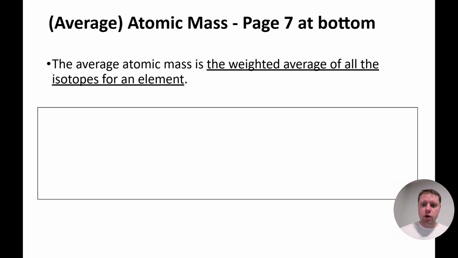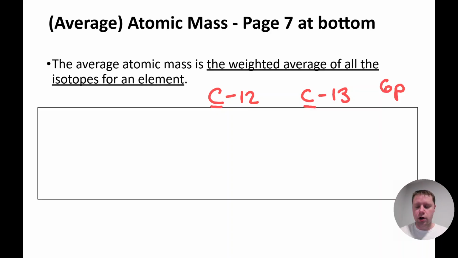Okay, so when we're talking about isotopes, one clear example would be something like C12 and C13. So these are two possible isotopes for carbon. Carbon with a mass of 12 and carbon with a mass of 13. What makes them the same is that they are both carbon. So therefore, both of them would have 6 protons. And that's how we identify them as carbon.